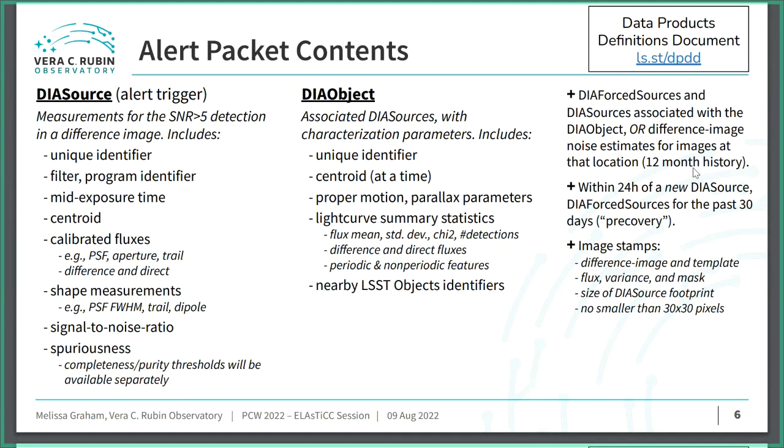The signal-to-noise ratio, and then, of course, a spuriousness parameter, which is like a real/bogus parameter that helps you make cuts on things. And also provided will be what spuriousness cut you should apply if you want a completeness of X or a purity of X in your sample. So that kind of characterization of the real/bogus should be done for you as well, so that you can make cuts not just on flux, but also on the real/bogus spuriousness parameter. Also within the alert packet, of course, you have the DIA source which triggered it, the DIA object that it was associated with, and all of the DIA sources that are associated with that DIA object, which is just the complicated way to say you have the light curve, basically. So you have a 12-month history of everything at that location in the sky as well.